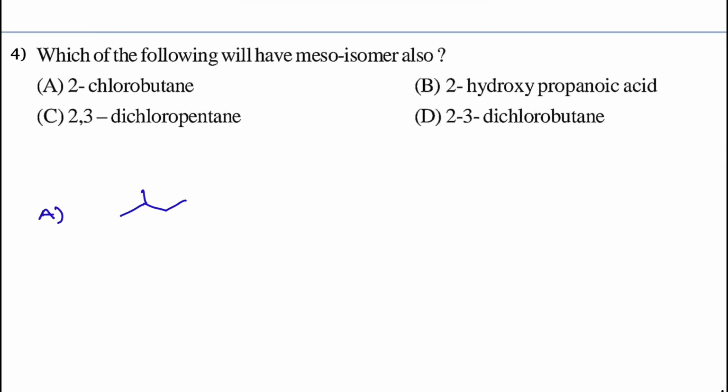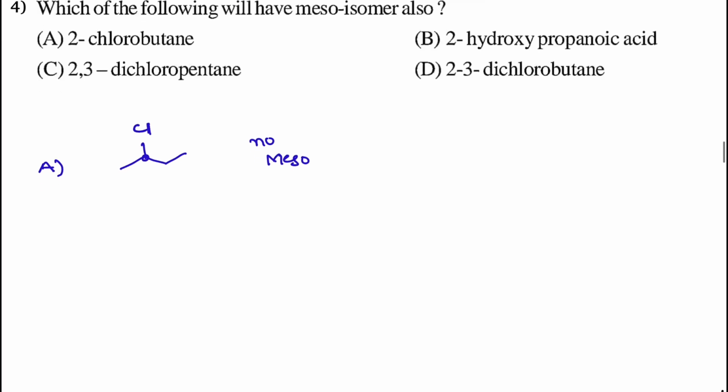2-chlorobutane. In case of 2-chlorobutane, there is only one chiral center, so this is always active. So here there will be no meso compound for this. Next one, 2-hydroxypropanoic acid, lactic acid. Here also only one chiral center, therefore it will not have meso.